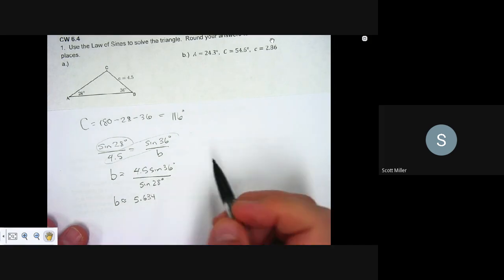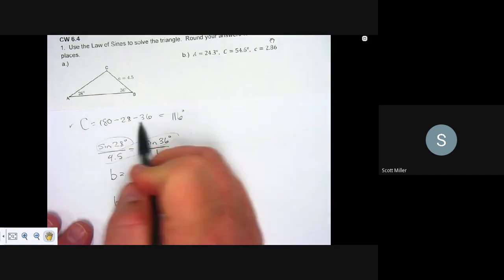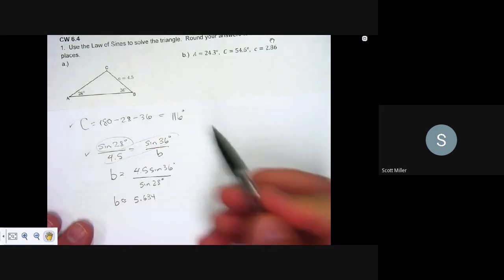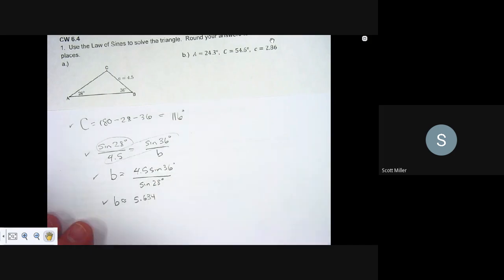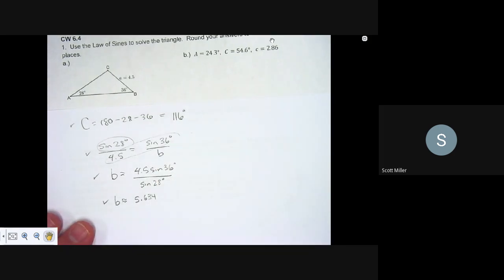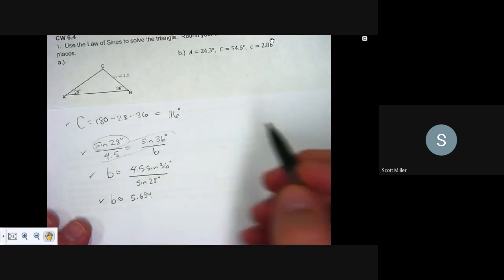When you're done with that, you get your answer here, 5.634. When I grade this, I'm going to look for the work and the answer: the setup, the actual answer, and then the approximate answer. I'm going to give points for all of those stages. You want to make sure that you have all of them shown and represented.